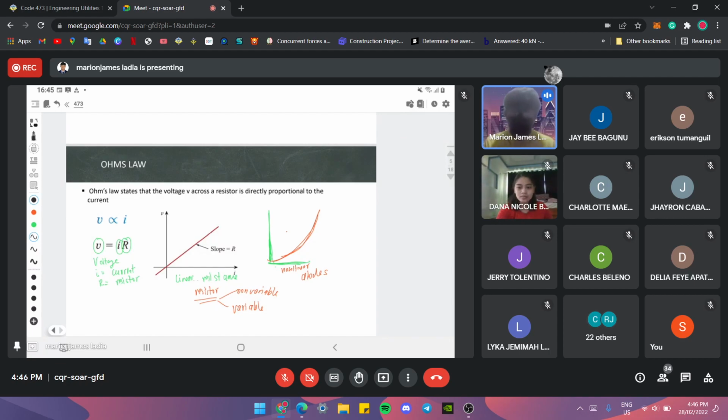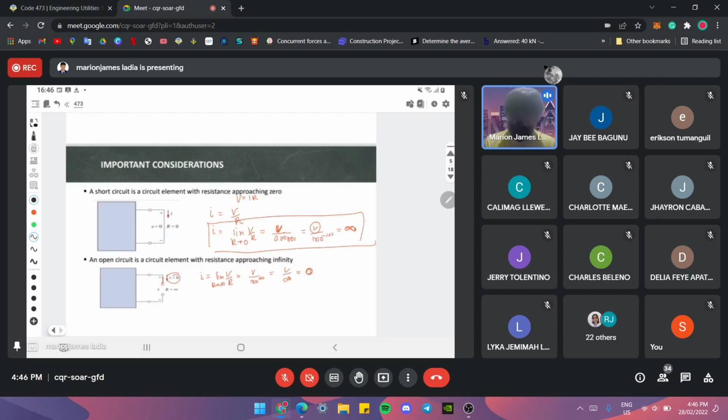Kaya sa diodes, gumagamit tayo ng tinatawag nating voltages. Huwag kayo mag-alala kasi hindi naman tayo mag-solve ng diodes. That is for electronics engineering students. So, pag CE at EE, more on resistance lang tayo. Okay? So, also, I have discussed the difference between open circuit and short circuit.